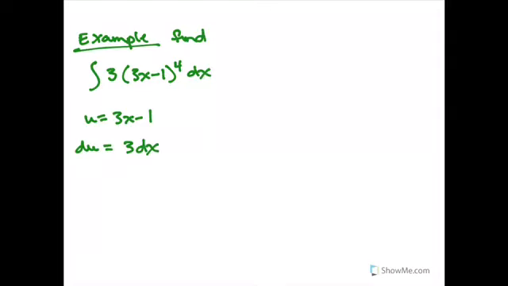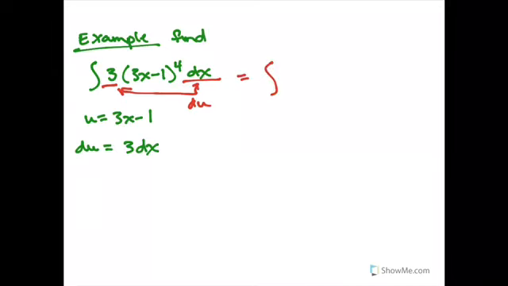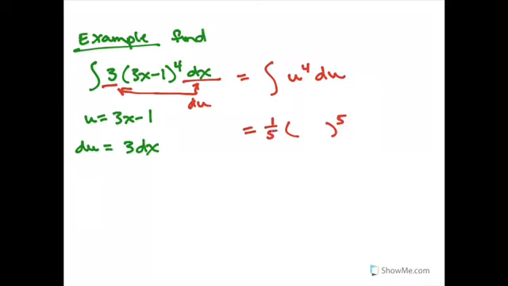When I look at this integrand, I see 3 dx is going to get replaced by my du. So the problem becomes the integral of, well, 3x minus 1 is replaced by u, and that's raised to the 4th power du. The antiderivative, that's a power rule problem. I'm going to get u to the 5th. So we'll get a 1/5 out front. Back substitute in for my u, and I get a plus c.